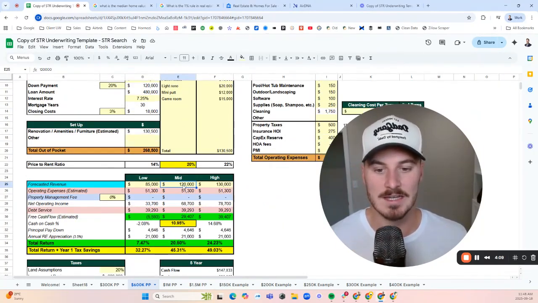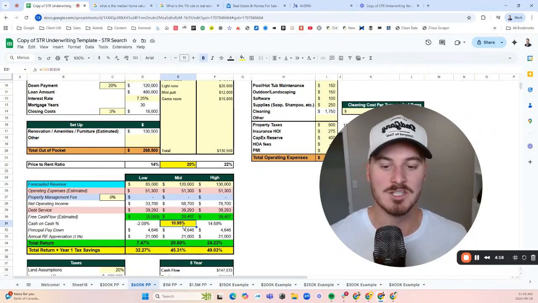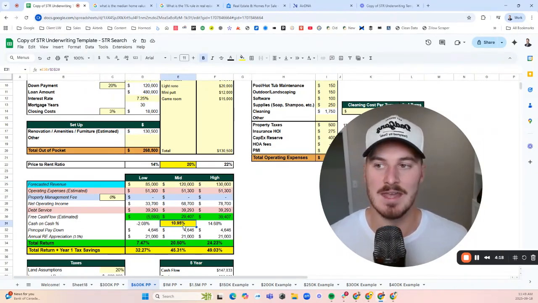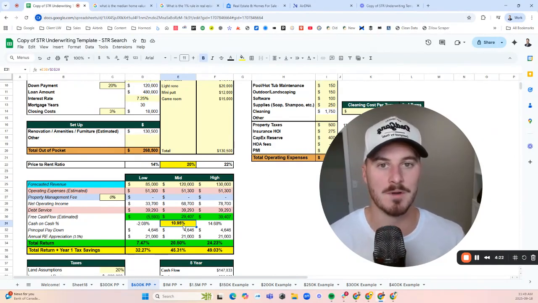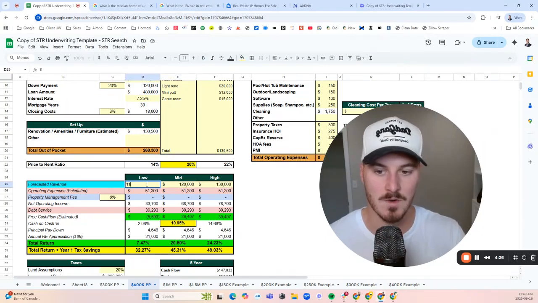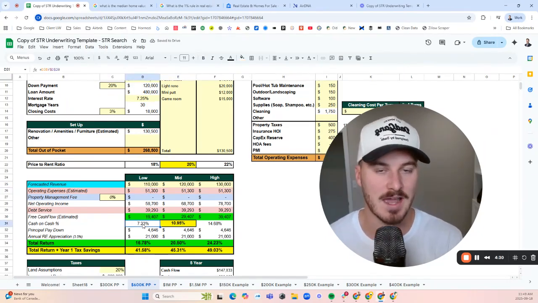And what you can see here is that the cash on cash, which is the metric that most people care about when it comes to short-term rentals, is just over 10%. And now most people are going to be happy with that number at a minimum, because even if we were to go down, let's say we go to $110,000, we're still at a 7% cash on cash.